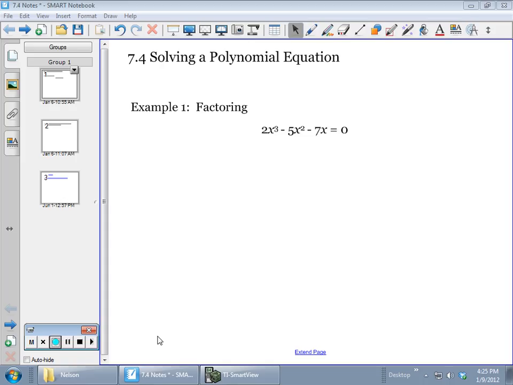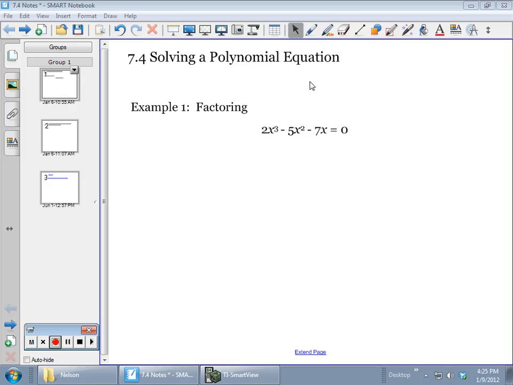Okay, today we're going to look at 7.4, solving polynomial equations. It's basically a review of what we've done so far this chapter, except we're finding the zeros of these polynomials. We've kind of talked about this. So anyway, the first example just says solve this equation.